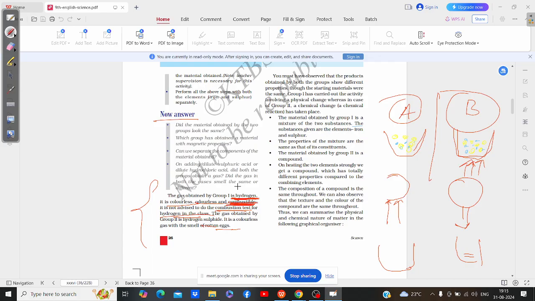Combustion ಅಂದರೆ ಉರಿಯುತ್ತದೆ. ಓಕೆ, ಏನಾದರೂ ನೀವು ಸಿಮೆಂಟ್ ಹಾಕಿದ್ರೆ ಅದಕ್ಕೆ ಬೆಂಕಿ ಹಚ್ಚಿದ್ರೆ ಏನಾಗುತ್ತೆ? ದಗ್ಗಂತ ಉರಿಯುತ್ತಲ್ವಾ, ಅದು Yes, combustible sir. ಮೆಟೀರಿಯಲ್ ಲೈಕ್ ದಟ್. Okay, in another one, the gas obtained by group 2 is hydrogen sulfide.